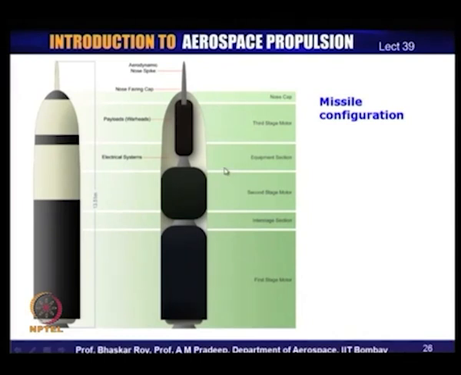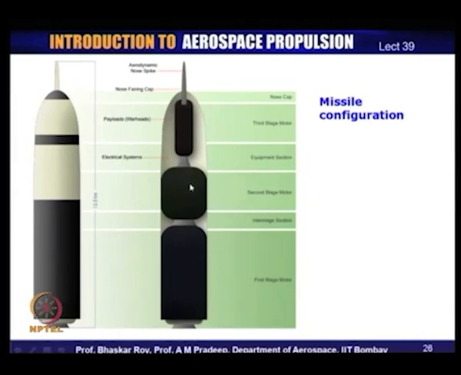Now, as far as the propulsion device is concerned, you can see there are essentially 3 stages. The big first stage over here, and then the nozzle of which is shown over there, and then you have the second stage, the nozzle of which is seen over here, and then you have the third stage and the nozzle of which is seen over there.